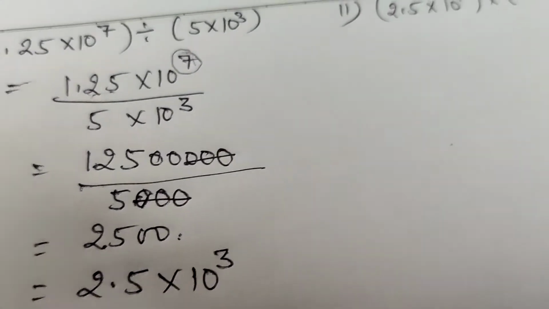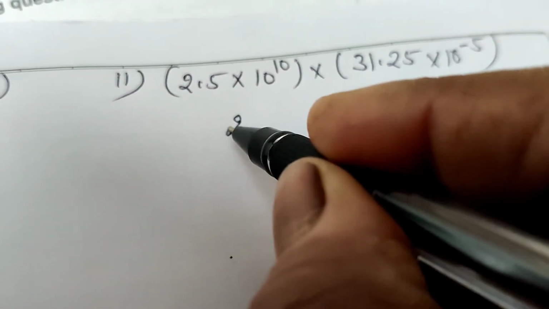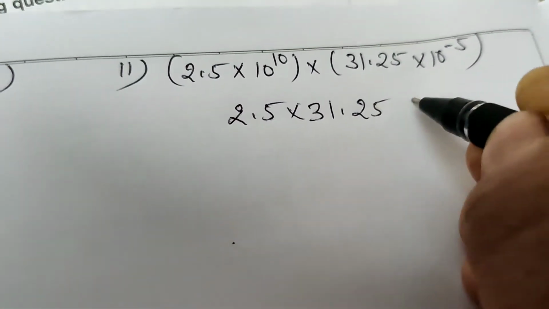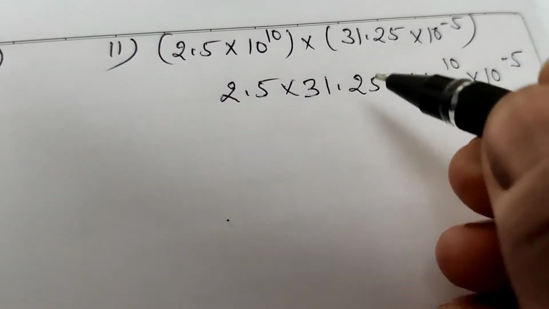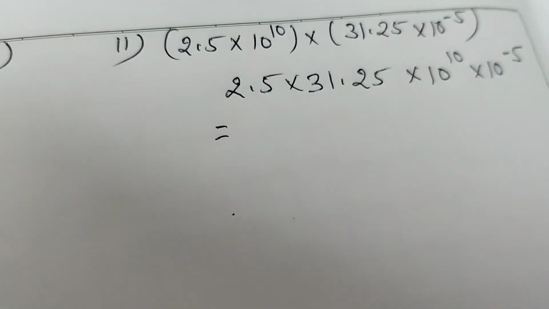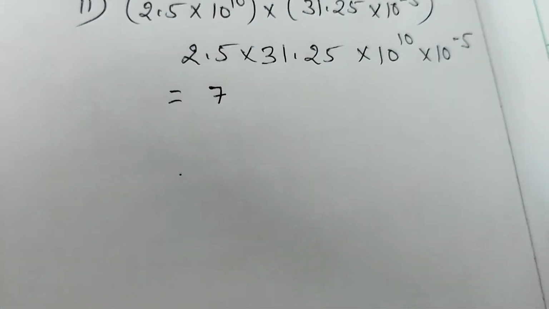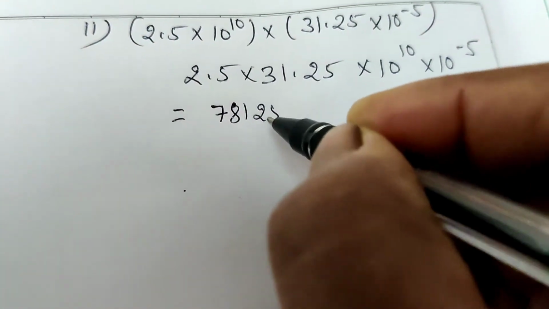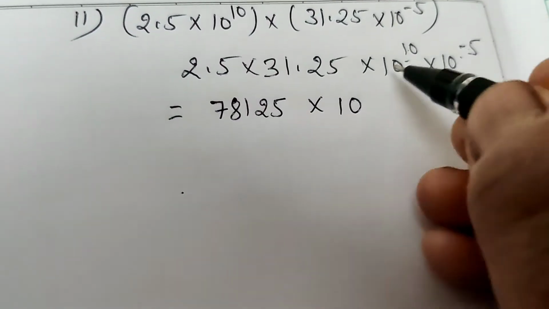Okay. Same, the second, multiplication. 2.5 into 10 raised to power 10. So 2.5 into 31.25 and the power 10 raised to power 10 into 10 raised to power minus 5. Just simply multiply 2.5 into 31.25. 78125. And in the multiplication, the power 10 minus 5 is 5.